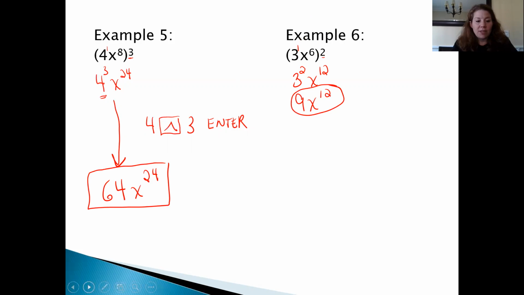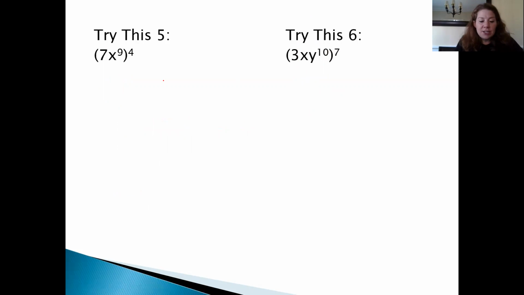All right, moving on. These are the try-its. So I want you guys to do both of these. There's only 2 of them. Pause the video and then come back and check your answer. All right, so we have 7 to the 4th times x to the 36th. And then what is 7 to the 4th? It is 2,401 x to the 36th.